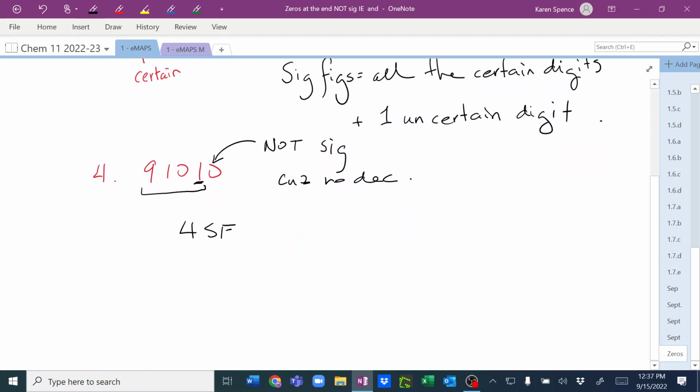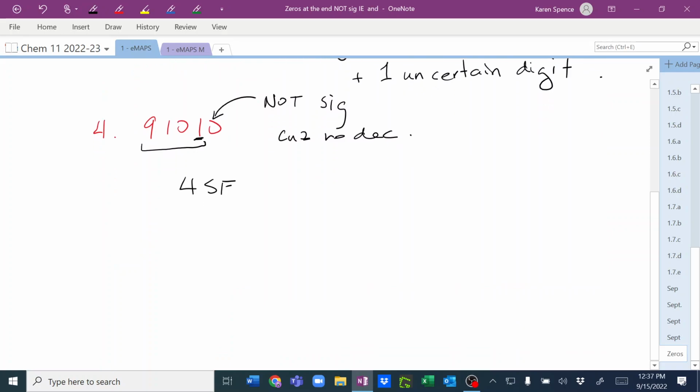The other ones that gave people problems were numbers 8, 9, and 10, which had scientific notation. 3.4 times 10 to the 4. You actually do not need to do anything with scientific notation in order to count the significant figures. So you do not change it. You could, but it shouldn't affect the number of sig figs anyway. This has 2 sig figs.